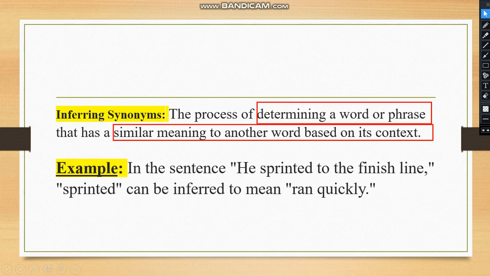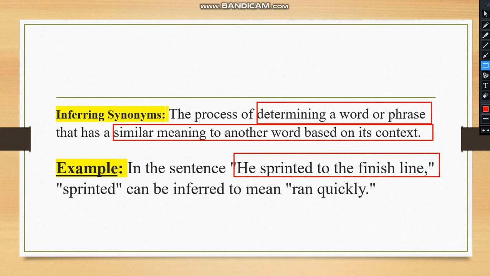For example, in the sentence, he sprinted to the finish line, sprinted can be inferred to mean ran quickly. However, it's not mentioned that somebody ran quickly. So what are we going to use? How are we going to know that it means running quickly?